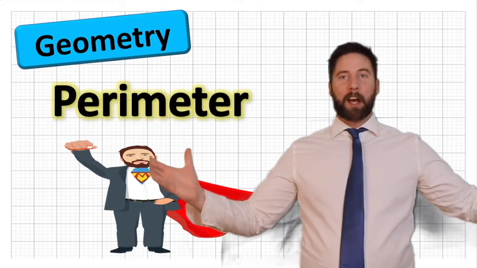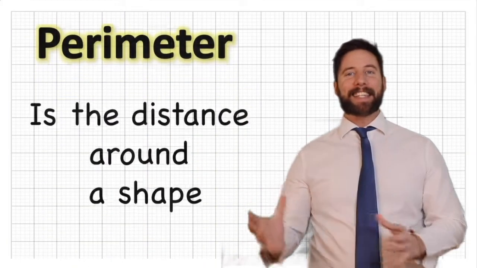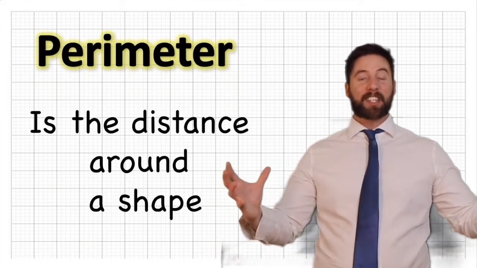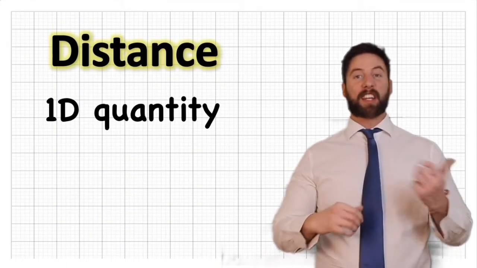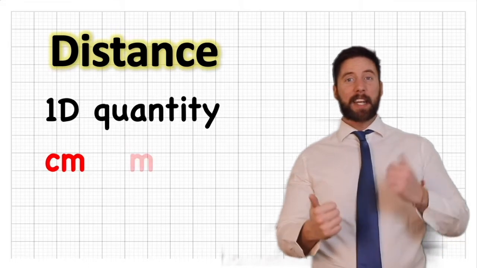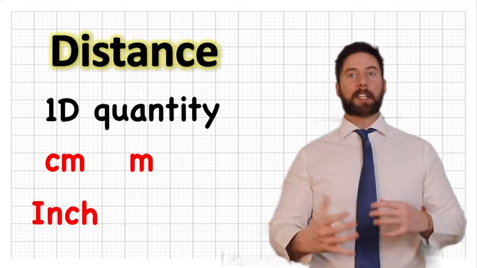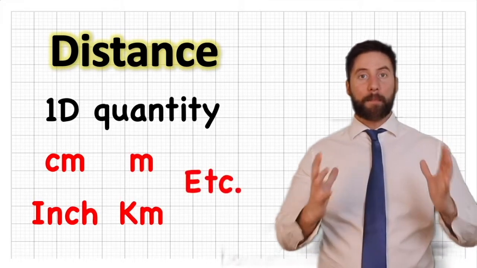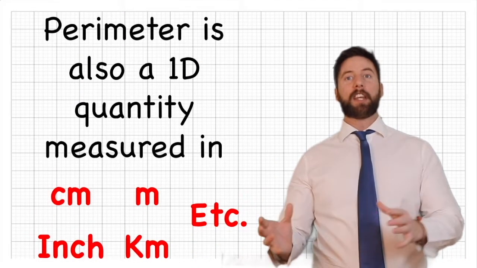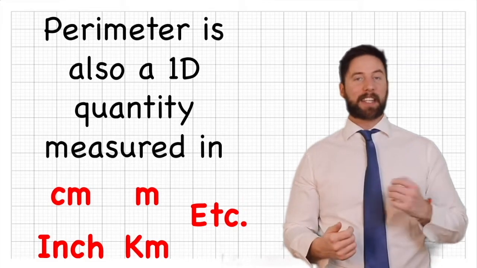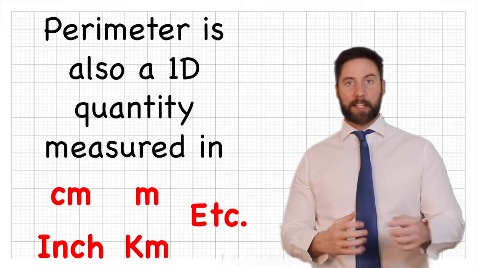So what is perimeter? Well, perimeter is the distance around a shape, and distance is just a one-dimensional quantity that's measured in things like centimeters, meters, inches and kilometers, and all different areas of measurement. So therefore perimeter is also a 1D quantity that's measured with these things like centimeters and inches, meters and kilometers.